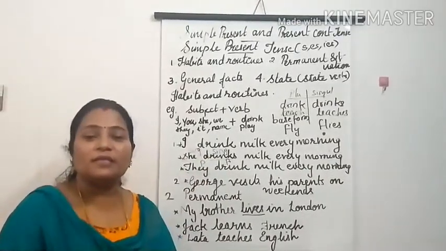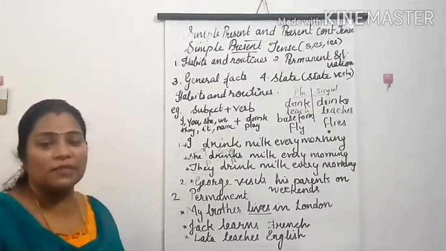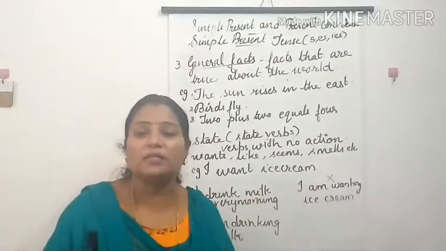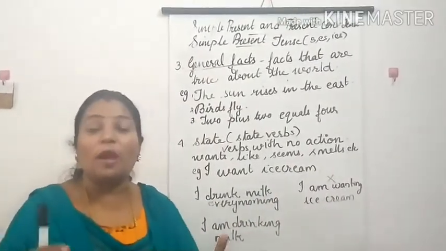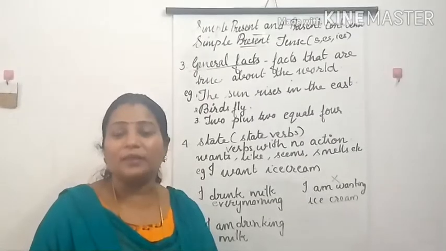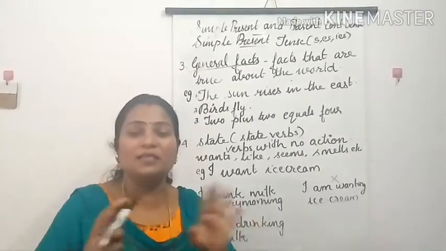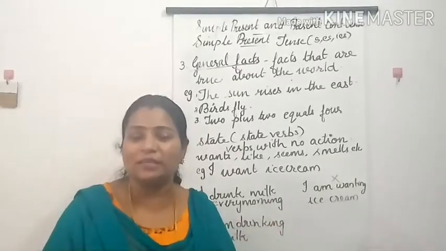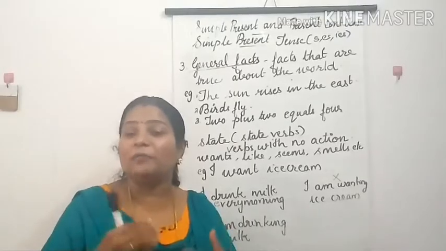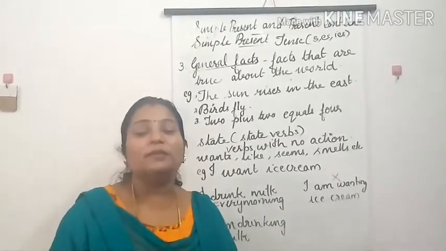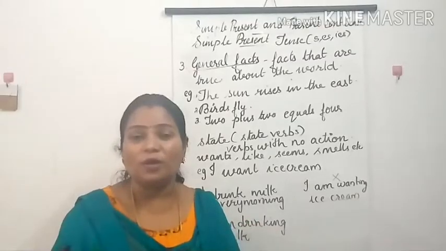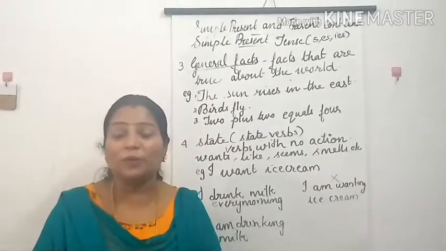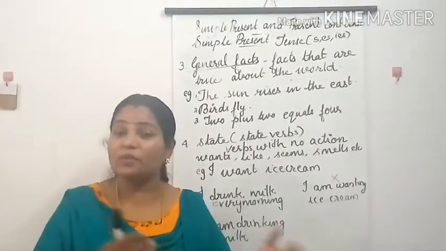Now, the next use of simple present tense is talking about general facts. That means facts that are always true about the world. They remain always unchangeable. A proven fact is something we cannot change. You and me cannot change it. They remain always true. For example, the sun rises in the east. We all know, the sun rises in the east. It doesn't rise in the west.